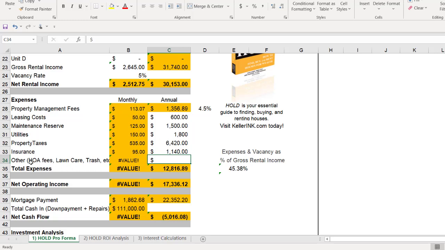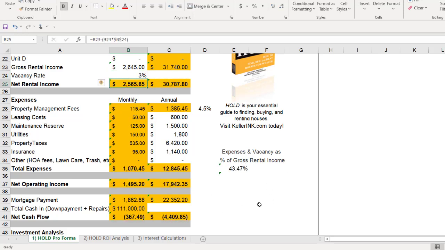Now, under the other expense, they are listing things like HOA fees, lawn care, trash, etc. We already accounted for trash in the utilities. Lawn care in our market can actually be placed on the tenant. So in this case, if there's no HOA, you can go ahead and put that as 0. Okay, so a couple things I want to point out. You have your net rental income up here, less the, well, let's change the vacancy rate back to 3%.